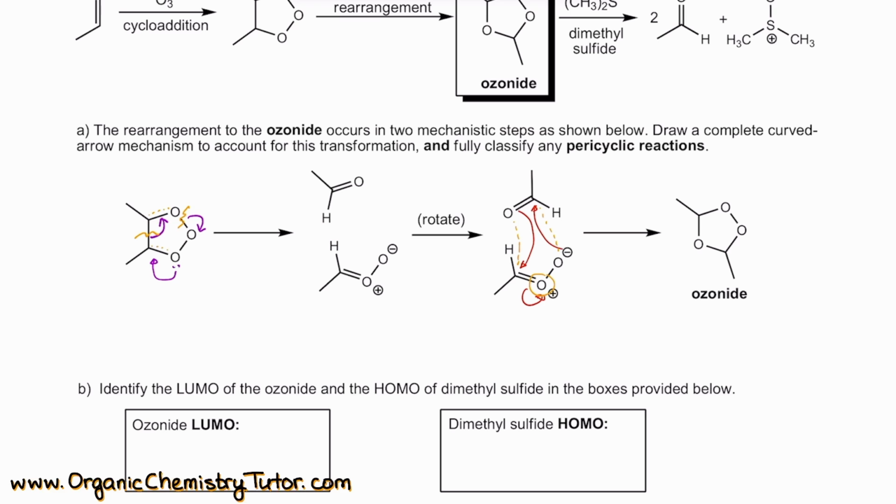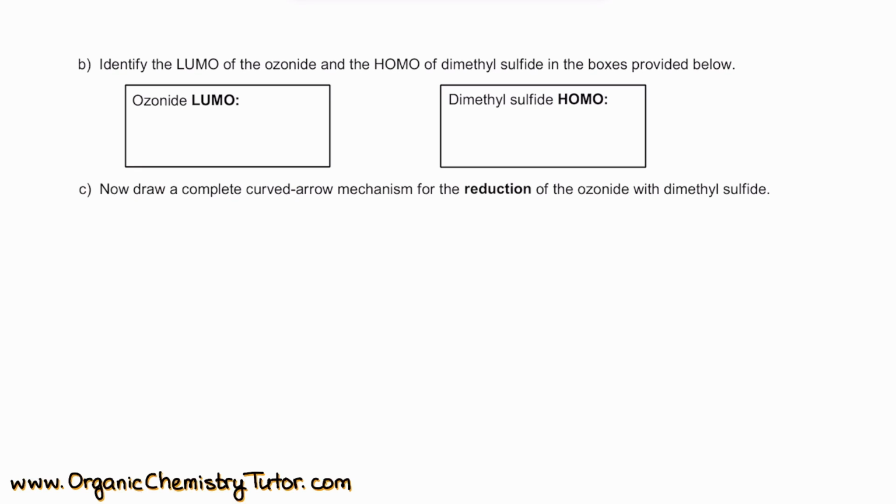And I do have a dedicated video on the ozonolysis of alkenes, so if you want a little bit of a refresher on that, you can definitely check it out, where I go step by step with all of those electron movements. But for now, moving to our next question, what we are seeing here is that we need to identify the LUMO of the ozonide and the HOMO of the dimethyl sulfide in the reduction part, and we need to draw the complete curved arrow mechanism for the reduction part of the ozonide. Well, probably it's going to be easier to start with the mechanism first and then to identify our corresponding participating orbitals.